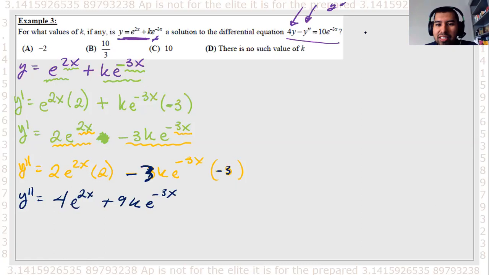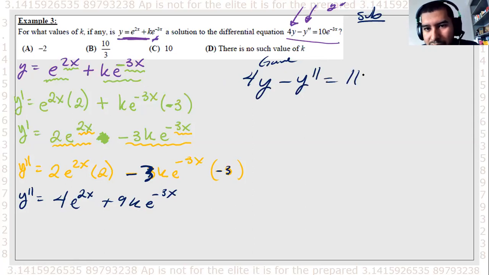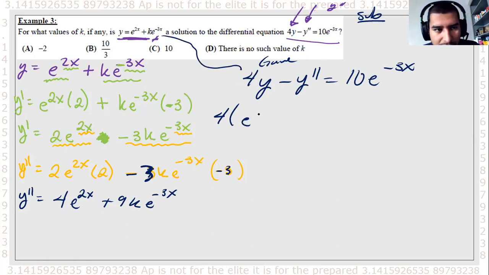All we have to do now, guys, is just substitute. Not that bad. So they gave us this: it says 4y minus y double prime equals 10e^(-3x). So let's substitute. It's going to be 4 times my y, which was given to me right here: e^(2x) plus ke^(-3x).